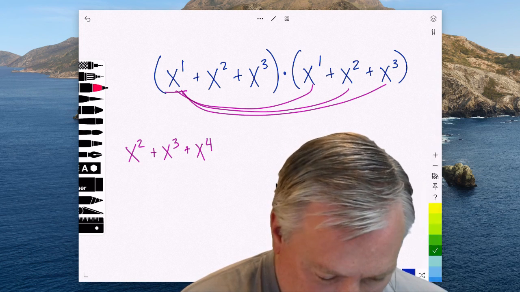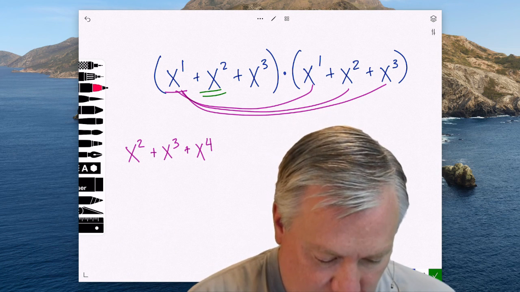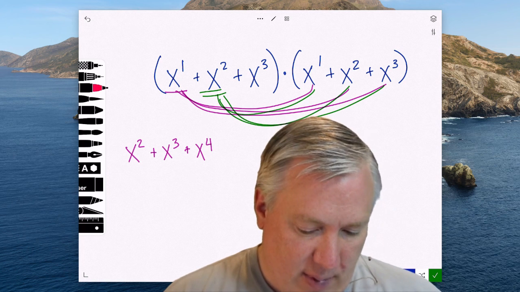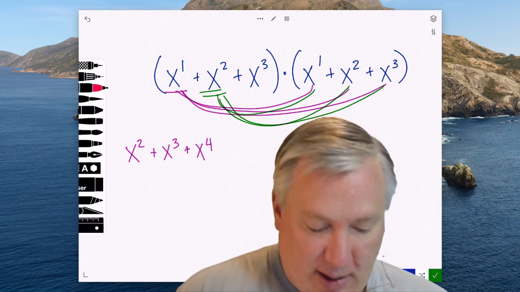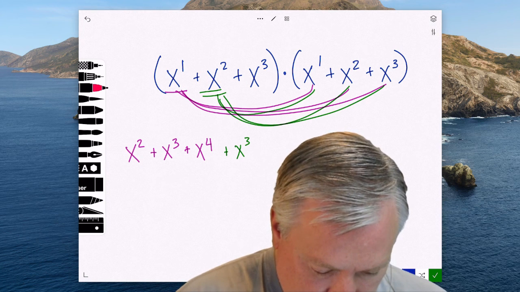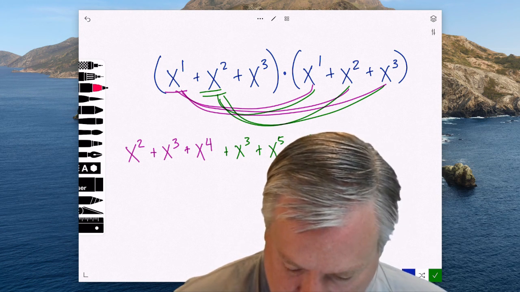Let me change the color so you can see this. I have to do the same thing here with x squared. I have to distribute it. I have to distribute again. So this is going to be multiplied. Okay, and so x squared times all those is basically the same list, but now just one higher power. So x cubed plus x to the fifth plus x to the sixth.